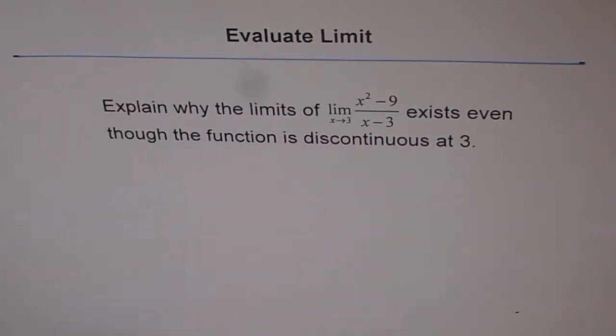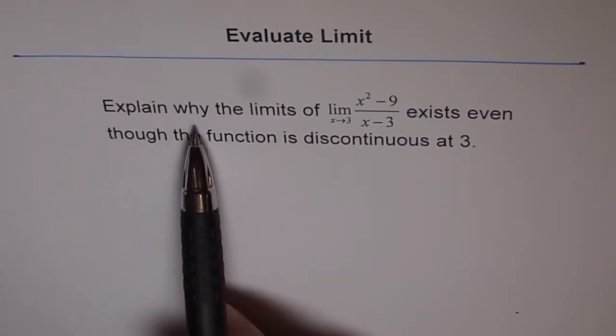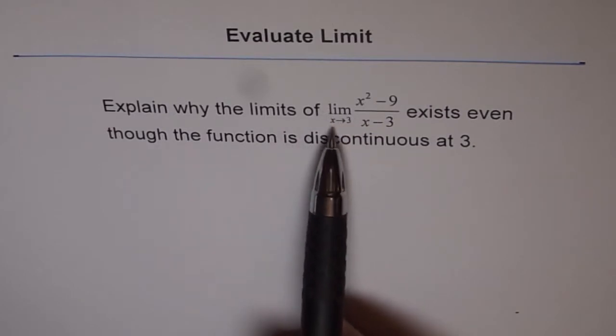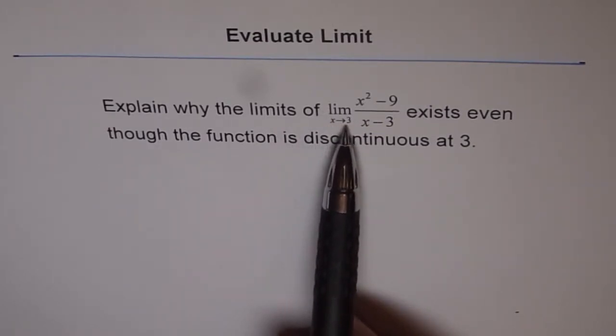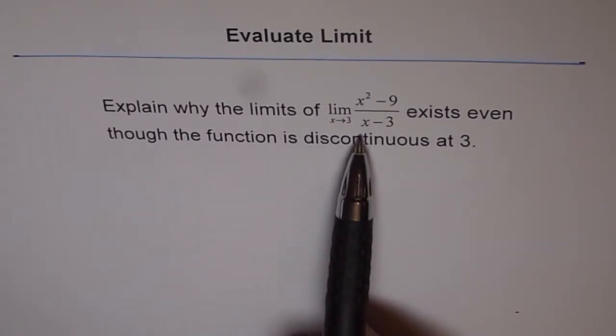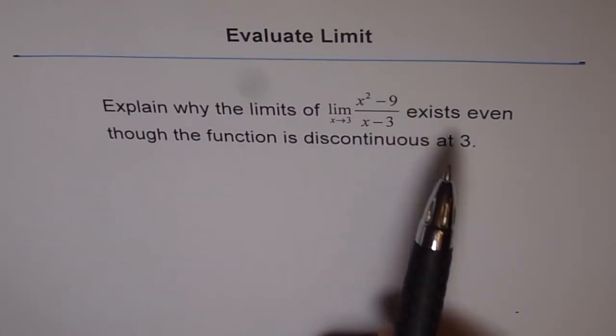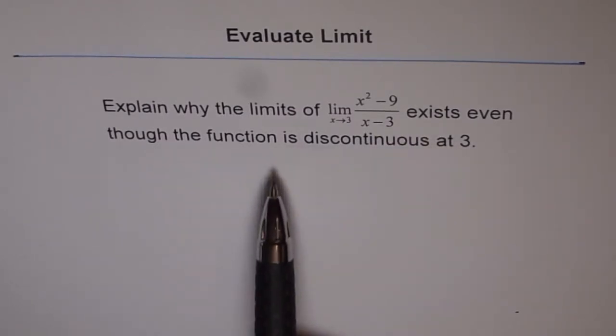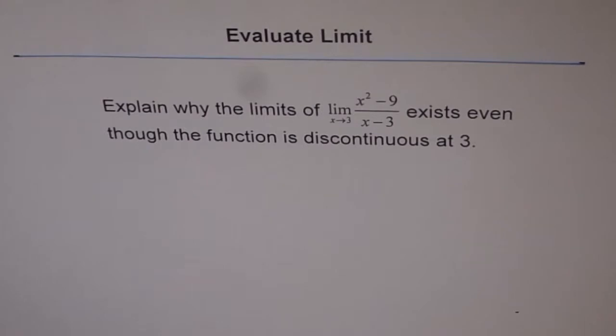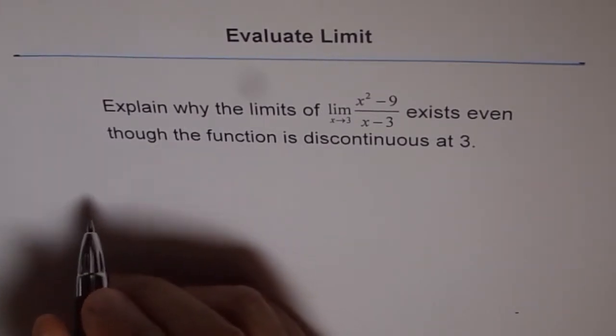Evaluate the limit. Explain why the limit of x squared minus 9 divided by x minus 3, as x approaches 3, exists even though the function is discontinuous at 3. Well, let's look into the function and its limit.